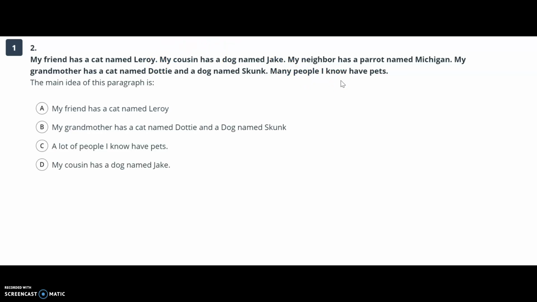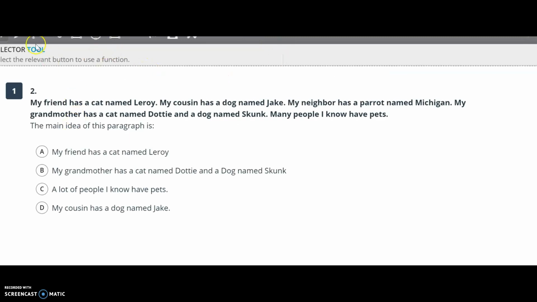A, my friend has a cat named Leroy. That is a detail because it doesn't describe every single sentence in this passage. It doesn't describe that their cousin's dog name was Jake. B, my grandmother has a cat named Dodie and a dog named Skunk. No, that's also a detail in the middle of the passage.